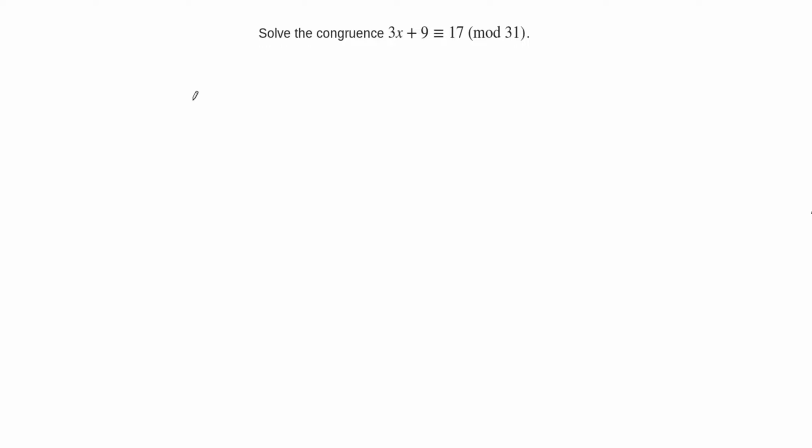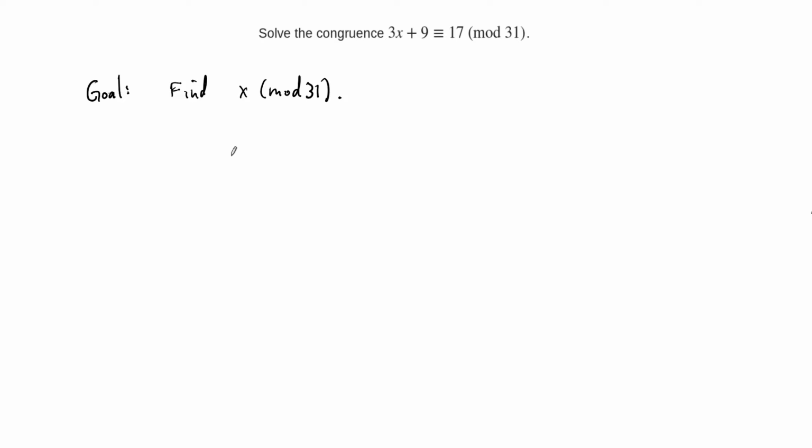Alright guys, in this video we are asked to solve the congruence 3x minus 9 congruent to 17 mod 31. So our goal in this process is to find x, right? But we want to find our x so that it's reduced mod 31. So we're going to solve for x, but then make sure that whatever our answer is, it's reduced mod 31.